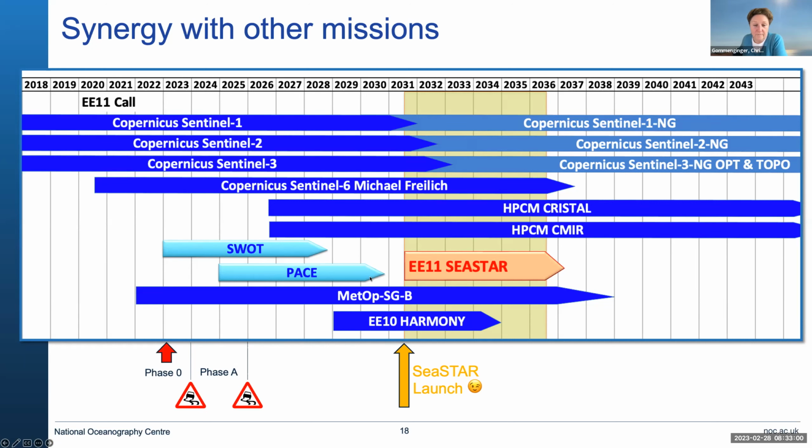as SWOT. Even PACE perhaps may not be flying any longer, but there's clearly a lot of interest in these small scale processes as a result of both of those missions. In Europe, we'll have EE10 Harmony, which will be flying pretty much at the time when SEASTAR is launched. And Harmony is also targeting high resolution currents and winds in coastal regions. But there, the complementarity between Harmony and SEASTAR is very much the fact that SEASTAR can offer much finer temporal resolution to look at, for example, how these processes are evolving in response to weather events, and so on.